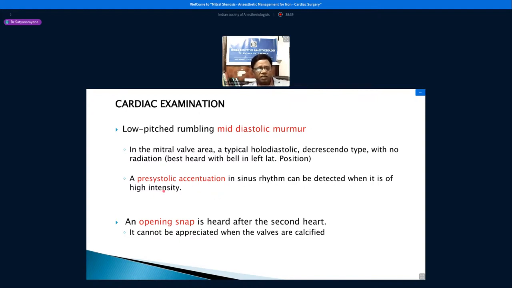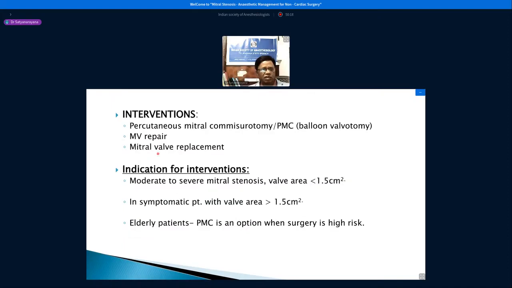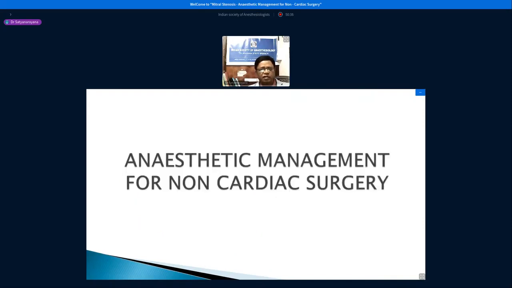There are two important indications for intervention or mitral valve replacement, but this is a common indication. I told you, moderate to severe mitral stenosis when the valvular area is less than 1.5 square centimeters and symptomatic. Even when the valvular area is more than 1.5, the patient may need this intervention. In elderly patients, percutaneous mitral commissurotomy is indicated.